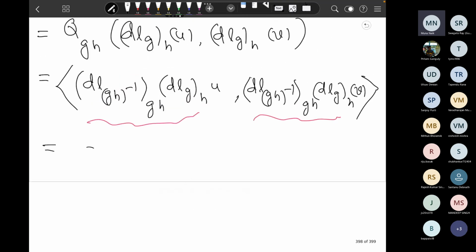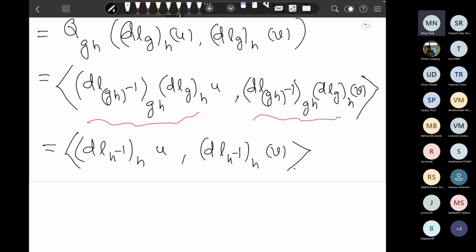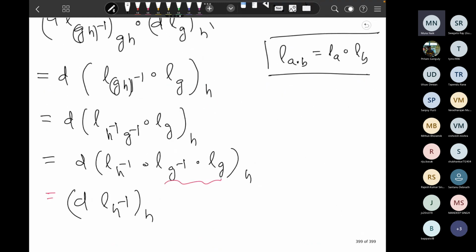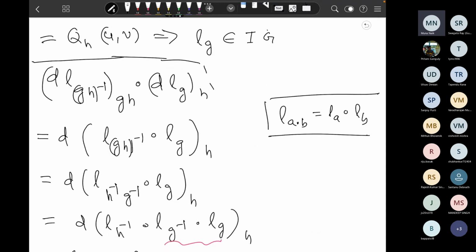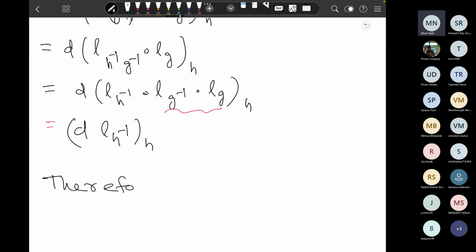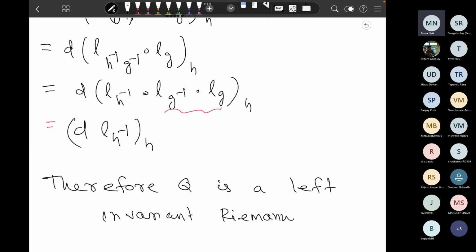So let us write that. This is really DL H inverse H U. Now this is actually the definition of Q at H of U, V. So this implies LG is an isometry, and we have shown this for an arbitrary G. Therefore Q is a left invariant Riemannian metric.